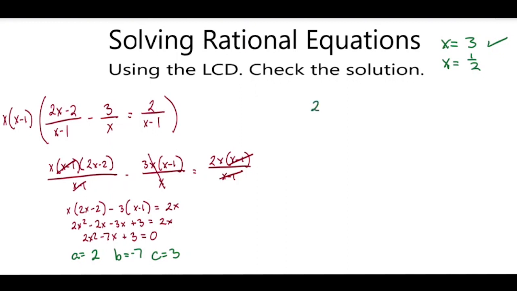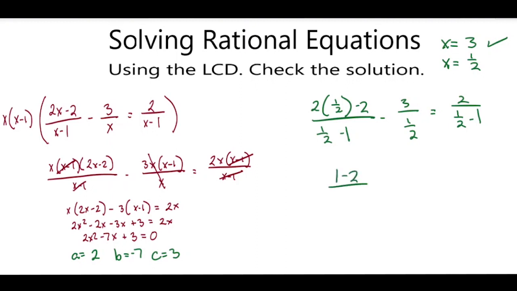All right, so I have 2 times 1/2 minus 2 over 1/2 minus 1, minus 3 over 1/2, is equal to 2 over 1/2 minus 1. All right, so let's simplify. On the top here, I have 2 times 1/2. So half of 2 is 1. So 1 minus 2. And then on the bottom, I have 1/2 minus 1. So 1/2 minus 1 is just negative 1/2, minus 3 divided by 1/2.